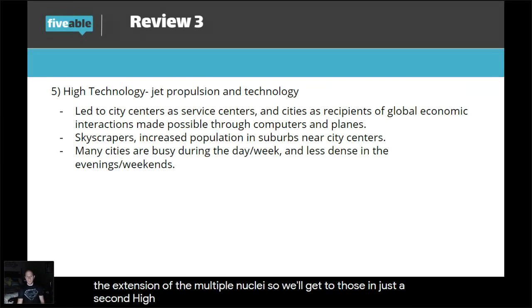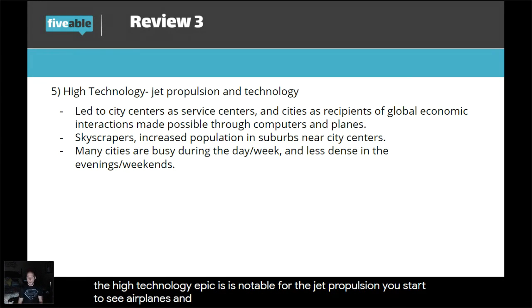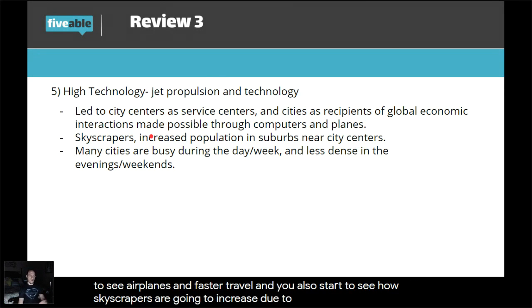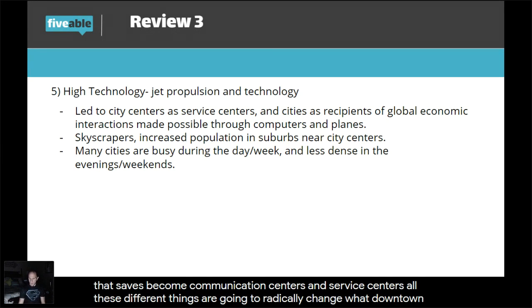High technology, jet propulsion and technology. The high technology epoch is notable for the jet propulsion. You start to see airplanes and faster travel, and you also start to see skyscrapers increase due to technology, due to the fact that cities become communication centers and service centers. All these different things are going to radically change what downtown is going to look like.